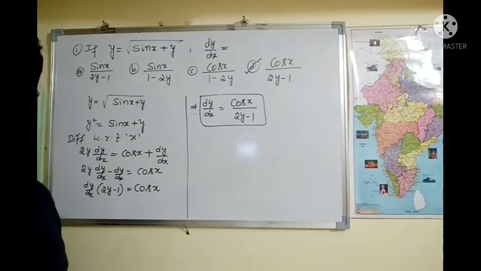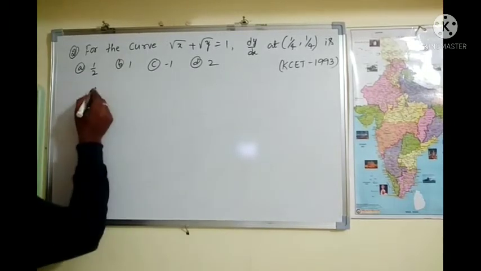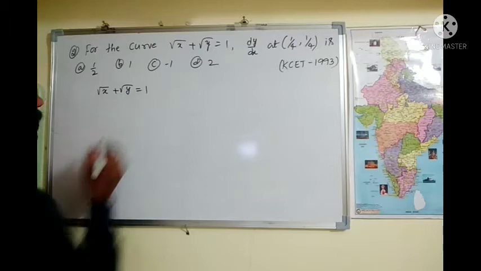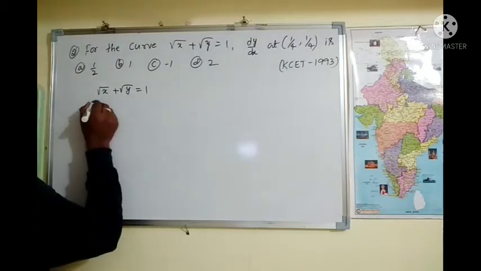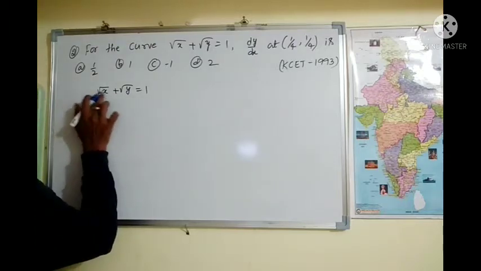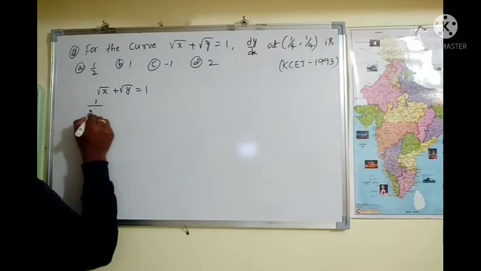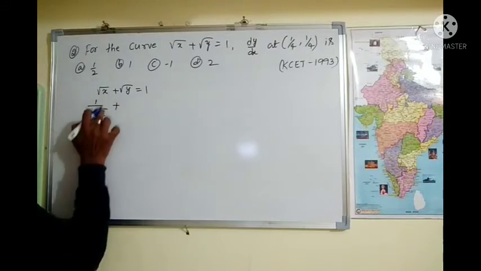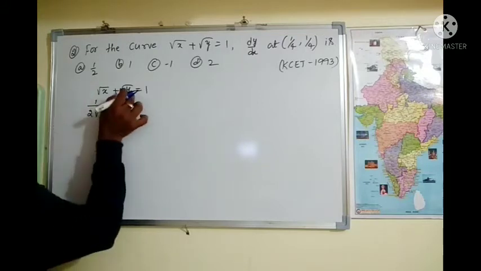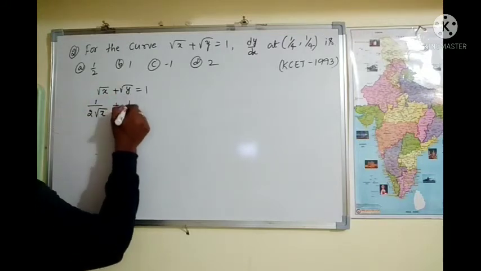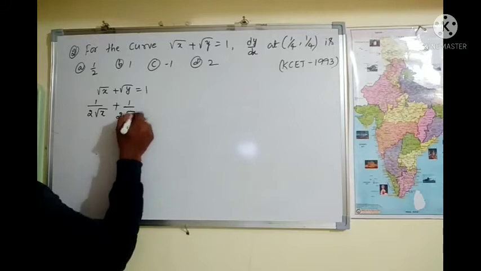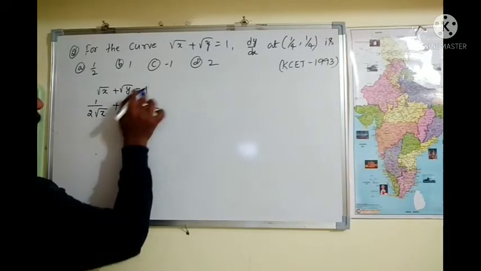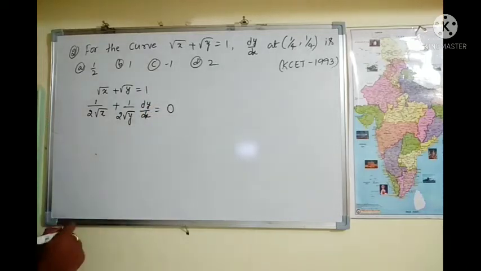Okay. Here we have the curve root x plus root y is equal to 1. Now differentiate with respect to x. The derivative of root x is 1 by 2 root x, times the derivative of x, which is 1, so 1 into 1 is 1. The derivative of root y can be written as 1 by 2 root of y into dy by dx, is equal to the derivative of 1, a constant term, which is 0.